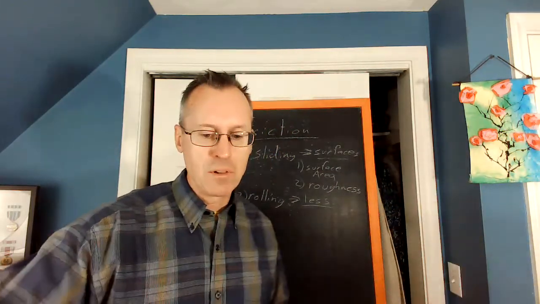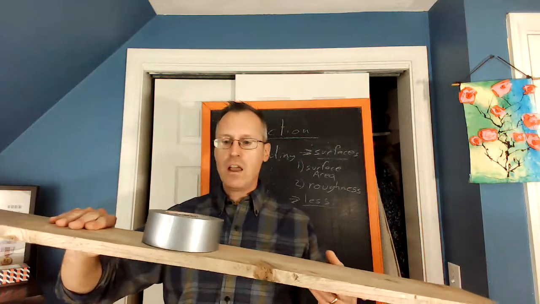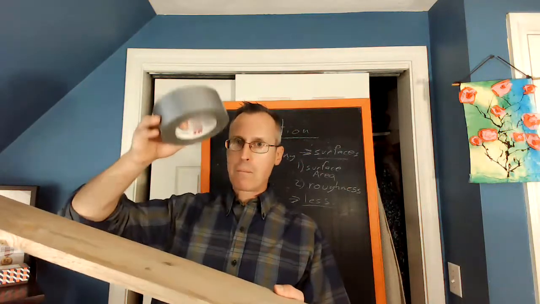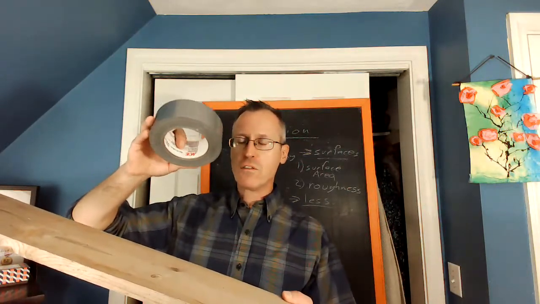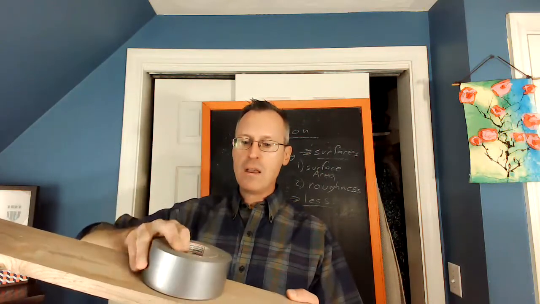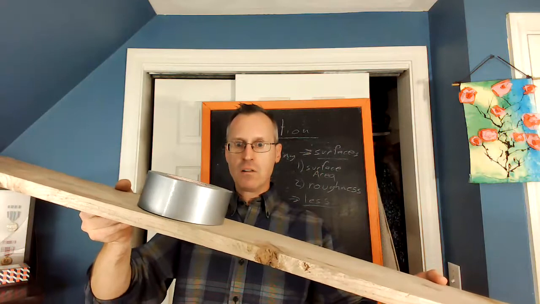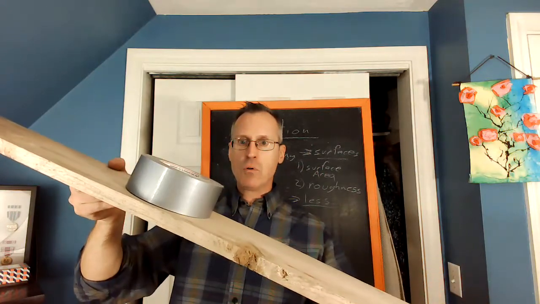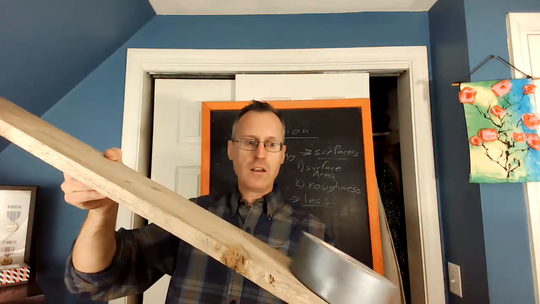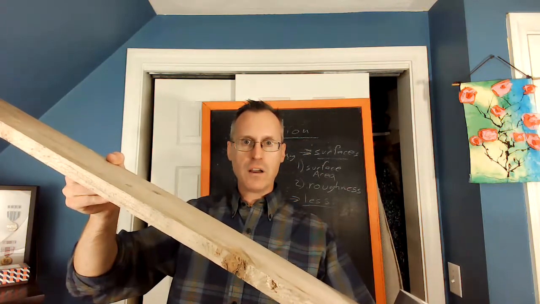And here's a good example of this. Here's the difference between rolling friction and sliding friction. Here's the roll of tape, and I have it on the board, and I'm going to lift and incline the board till it moves. And you can see, look at the angle of the board right there.